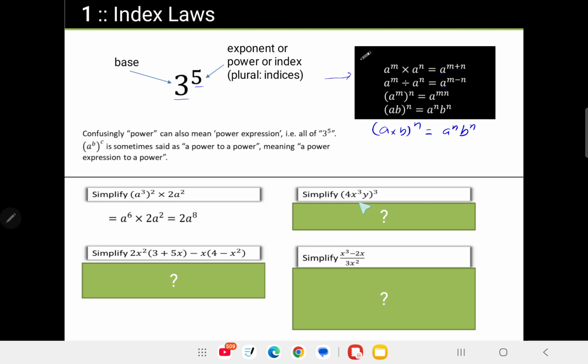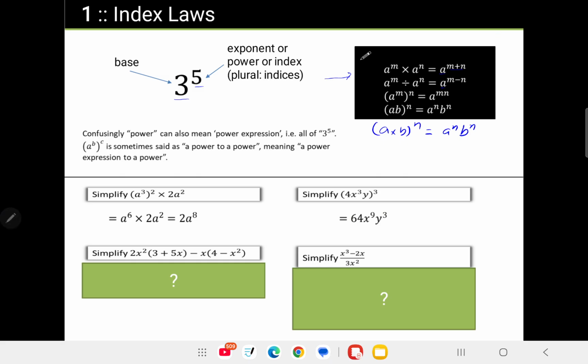The next question: we have to simplify 4x cubed y, whole power 3. Again we have a whole power of 4x cubed y, so if you apply the power, it will be 4 to the power 3 times x to the power 3 times 3, which is 9, and y to the power 3. 4 to the power 3 means 4 times 4 times 4, which is 64, so it will be 64x to the power 9 y cubed. So this is the answer: 64x to the power 9 y cubed.